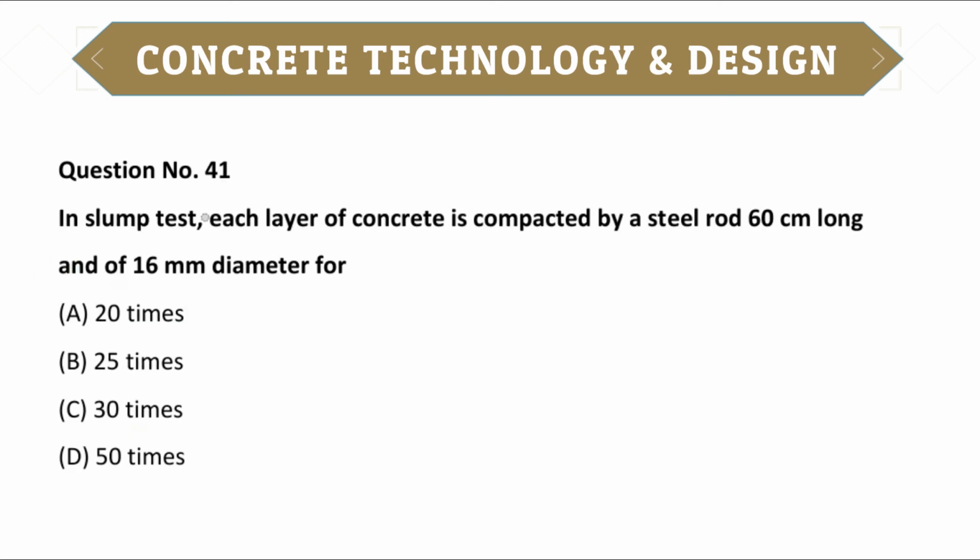So next question, in the slump test, each layer of concrete is compacted by a steel rod 60 centimeter long and 16 millimeter diameter, for option A, 20 times. Option B, 25 times. Option C, 30 times. Option D, 50 times. So the correct answer is option B, 25 times.